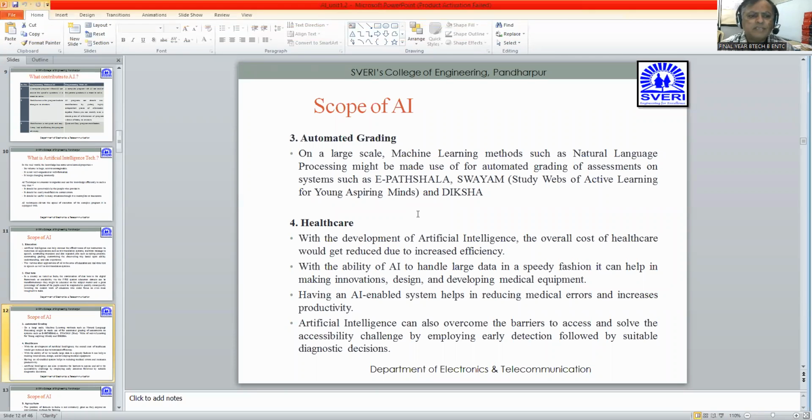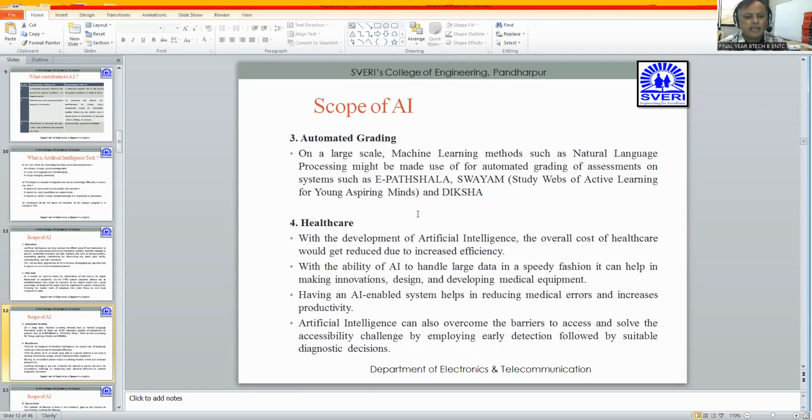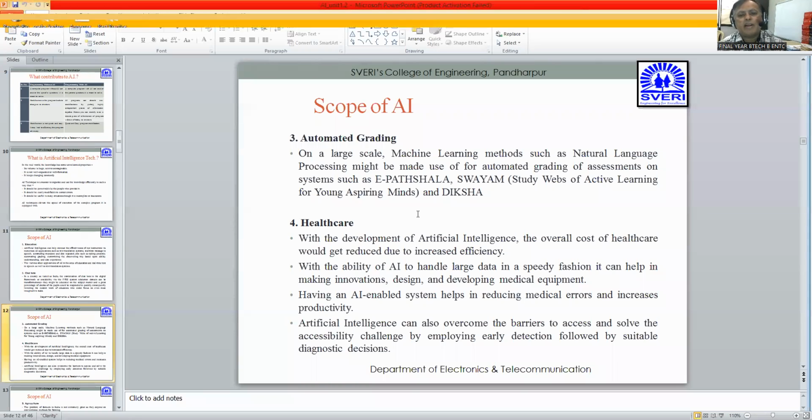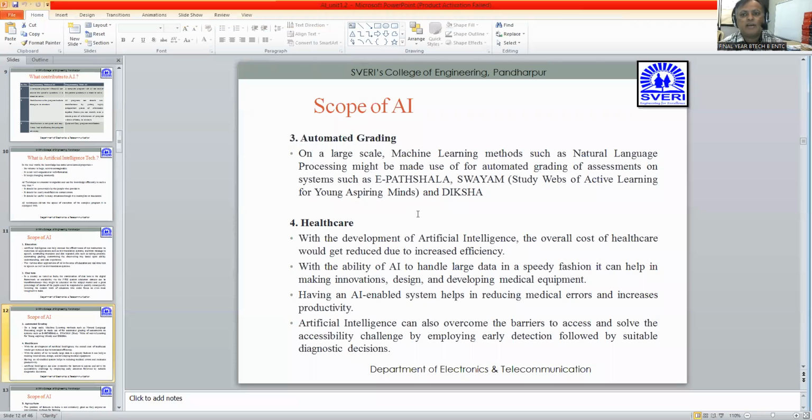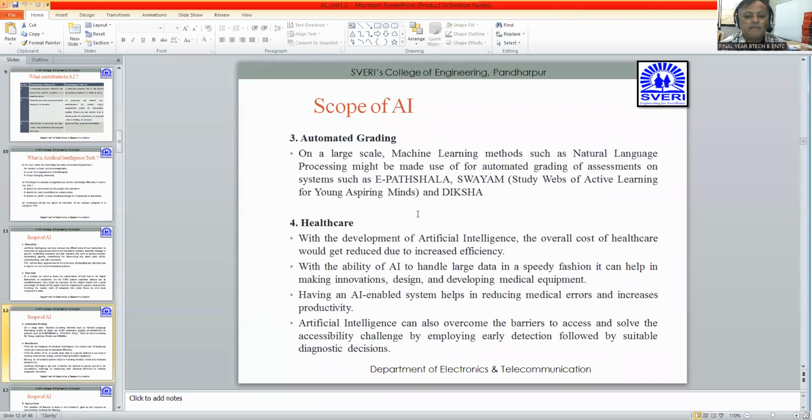Next scope of AI is healthcare. Artificial intelligence is also going into healthcare. Because of AI, the overall cost of healthcare can be reduced because efficiency is increasing. Second most important thing is that AI can also handle large data of the patients. A lot of patient data will come, so with AI, the ability to handle large data is possible. That too can be done by making innovations, design, and developing medical equipment.